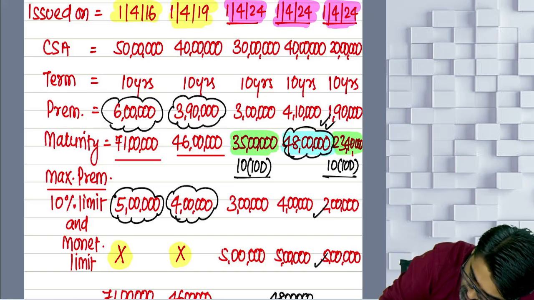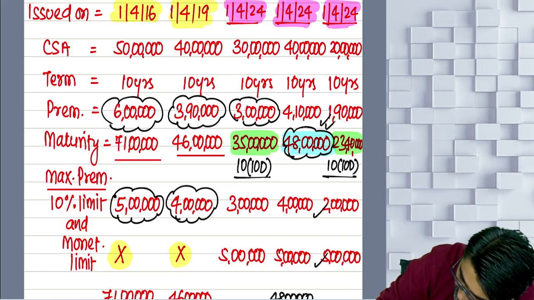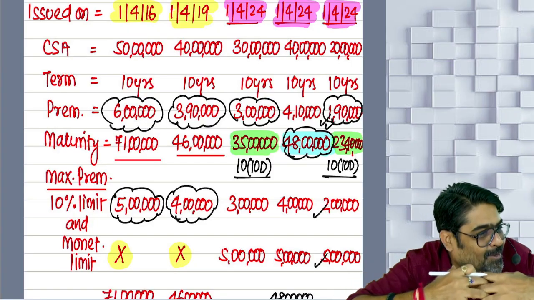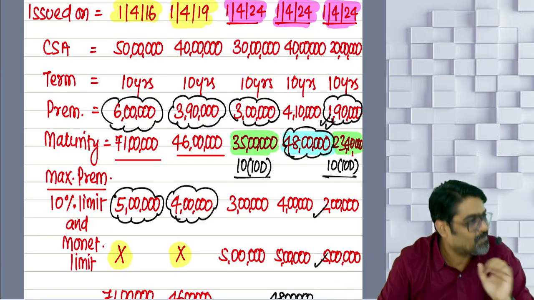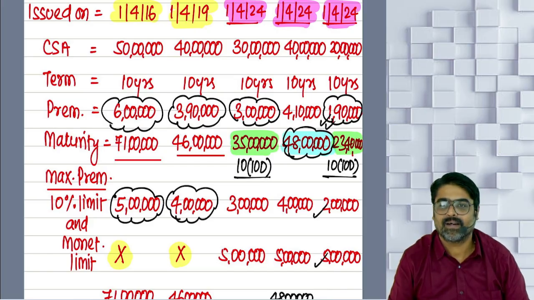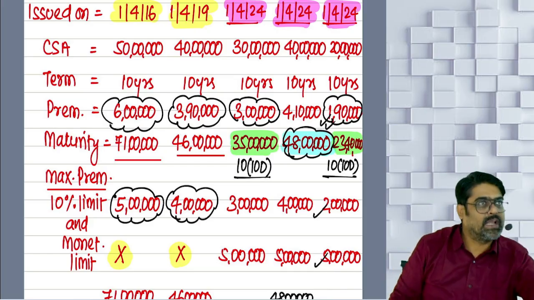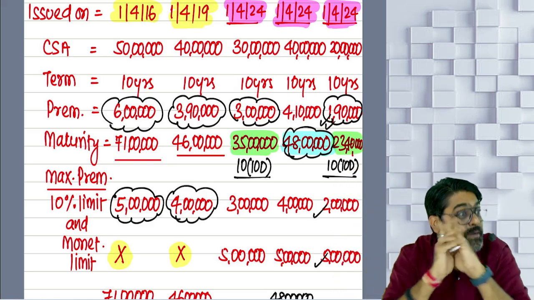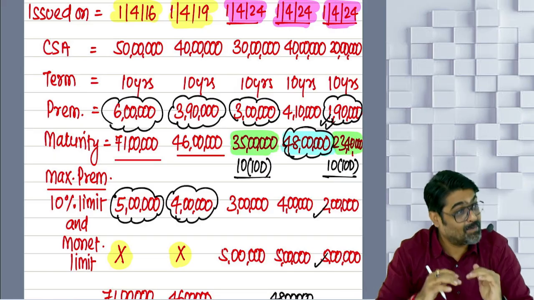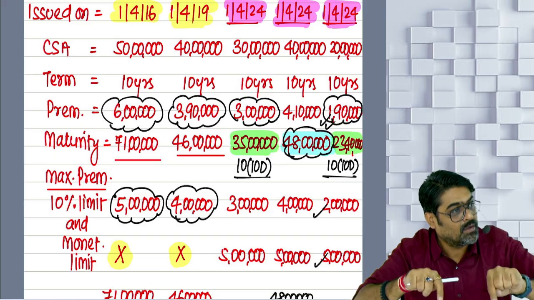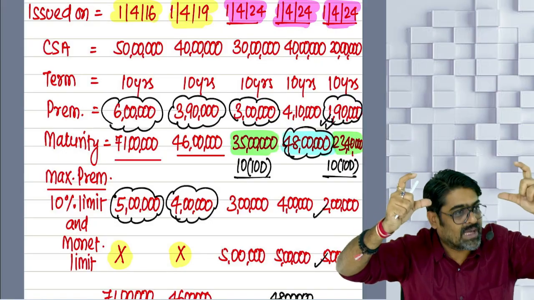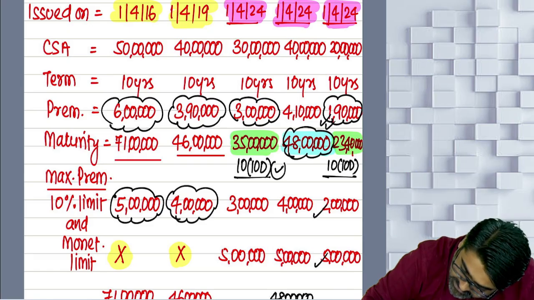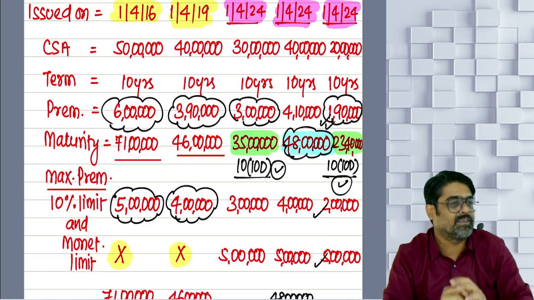And if I add both the premiums, 3 lakh plus 1,90,000, the aggregate premium is 4,90,000, which is less than 5 lakhs. So the aggregate limit of 5 lakh is met, and also the individual premiums are within the limit of 10%. Hence, for this also exemption can be claimed, and for this also exemption can be claimed.